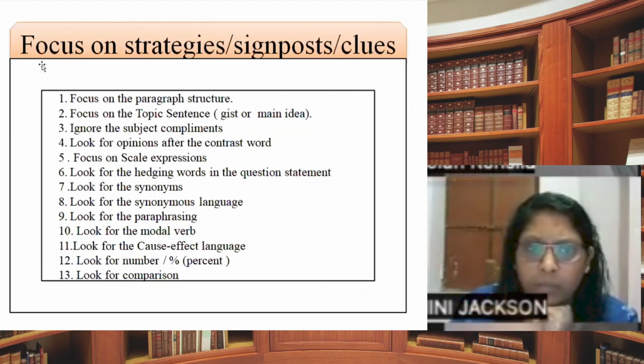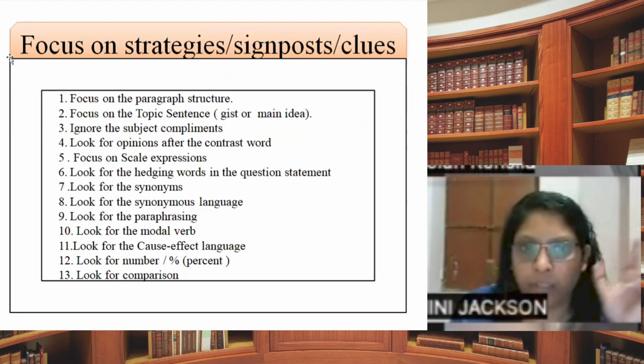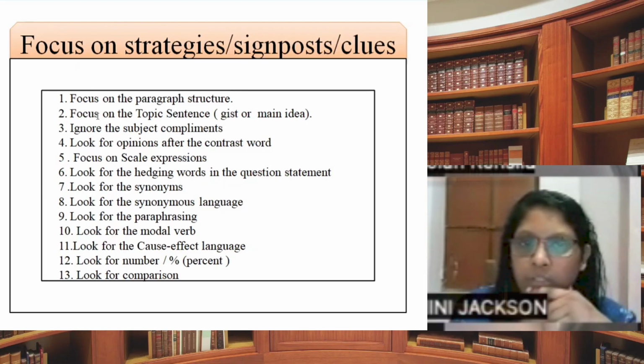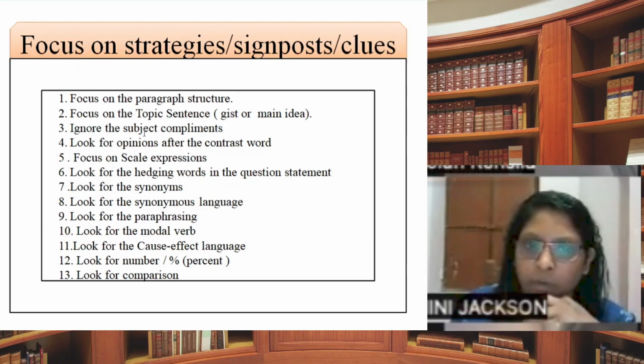Here, one more slide I didn't add, because we already know from Part A that we focus on the skimming method: title, subheading, section heading, everything. We need to focus on the same things, along with other things: the paragraph structure, the topic sentence, the gist or main idea, and ignore the subject complement. Unnecessary things you have to cut.